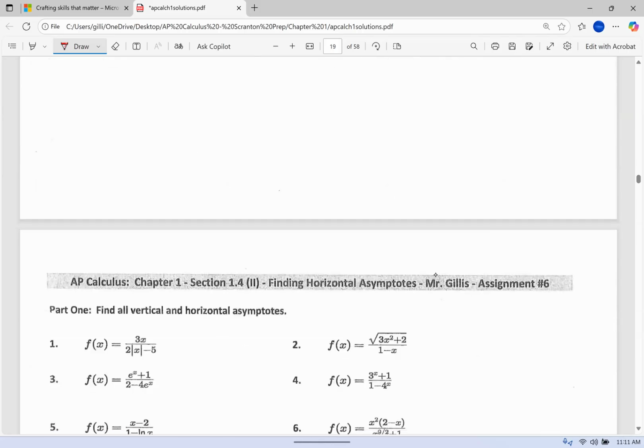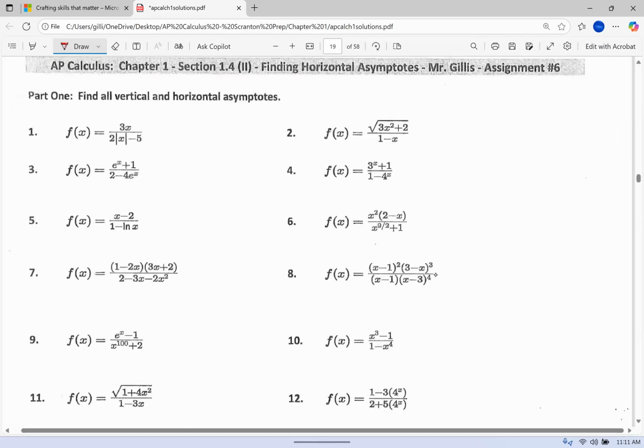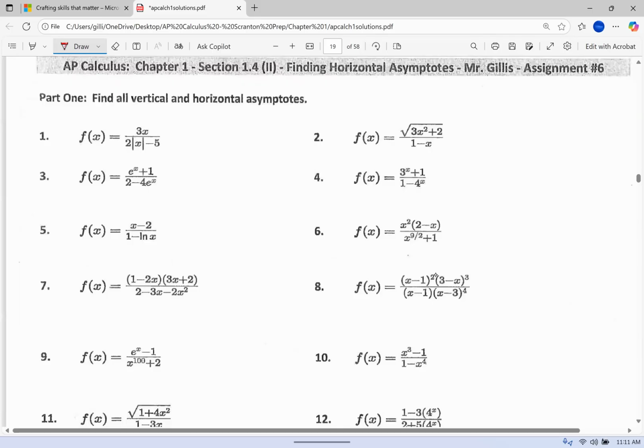And then the homework number 6, a few of these here. The vertical asymptotes. Again, to find vertical asymptotes, we have to factor, reduce, and then set your denominator equal to 0. And number 1, nothing factors, nothing reduces. So I'm just going to set my bottom here equal to 0. I'm going to add 5, divide by 2, and x equals plus or minus 5 halves.